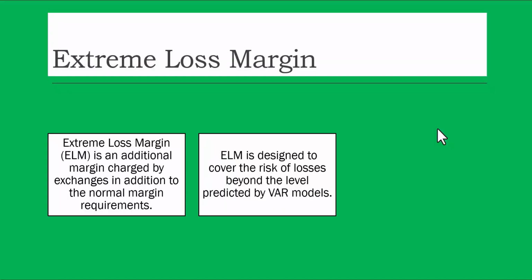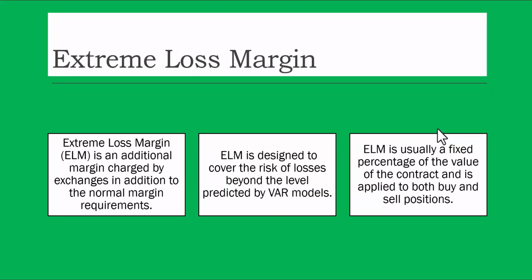Now we come to, apart from the span, something called extreme loss margin. I told you there are three kinds of money taken from the investor when he places the order. First is called the span, which is based on the maximum loss which can happen on a single day. On the basis of that, some money is collected as a margin. The second is called the extreme loss margin.